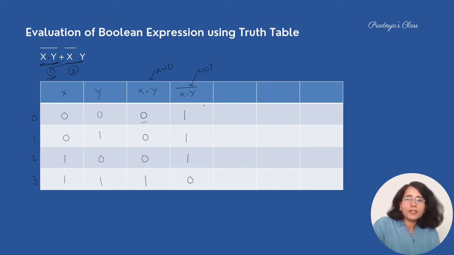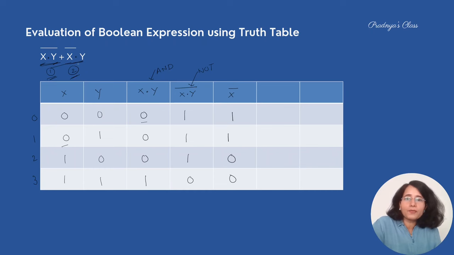Now find out the next term. In this term first we have x bar dot y. So we need to calculate x bar first. x bar means the complement of x. So the first value is 0, so it will become 1. The second value is 0 here, so it will become 1. The third value is 1, so it will become 0. The fourth value is also 1, so it will become 0. So we calculated x bar.